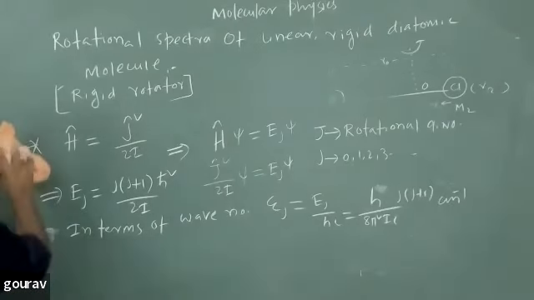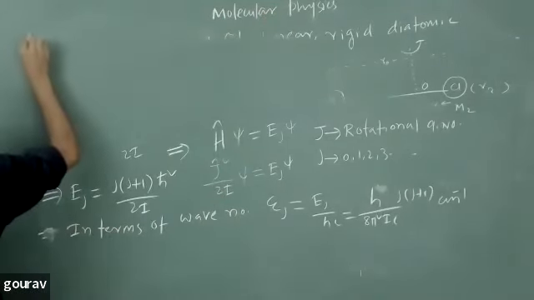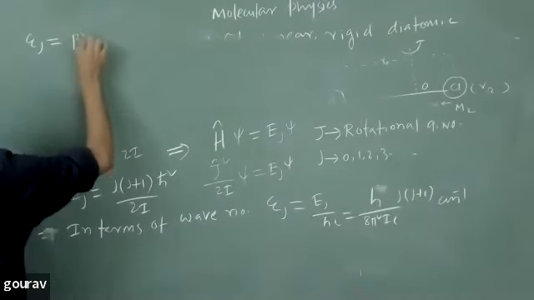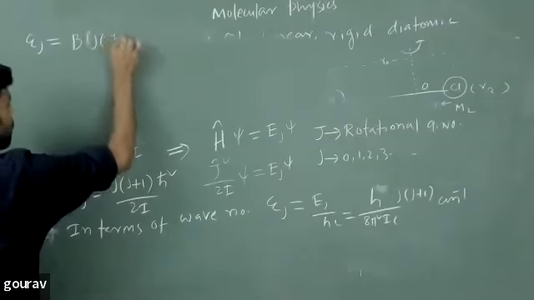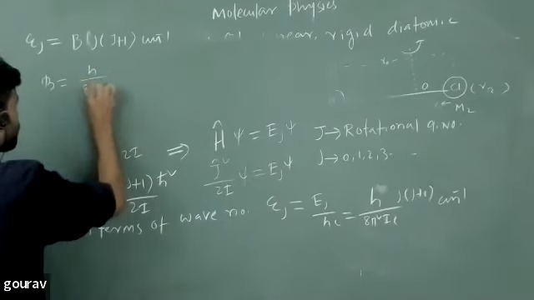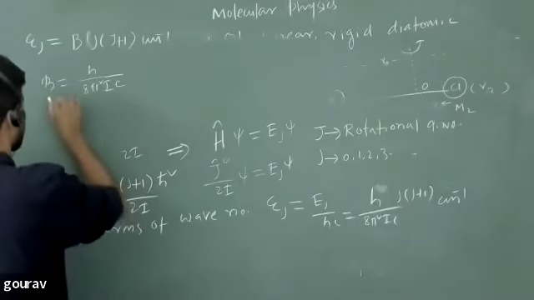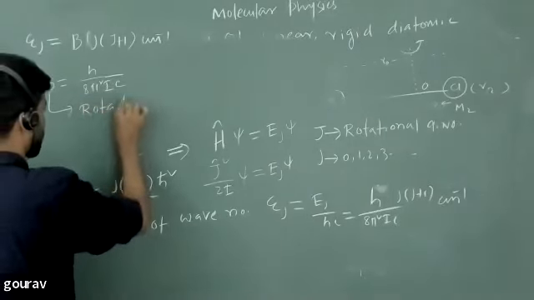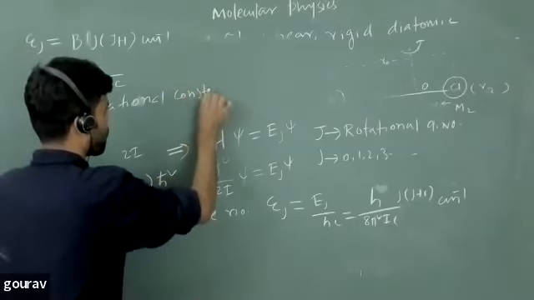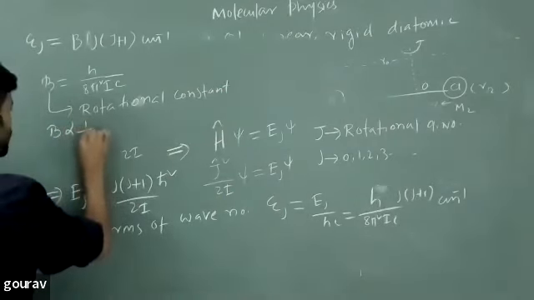Now, epsilon J will be B J into J plus 1, centimeter inverse, where B is h by 8 pi square I c, right? So you can clearly see this B is known as the rotational constant. You can clearly see that B is inversely proportional to the moment of inertia of the molecule.